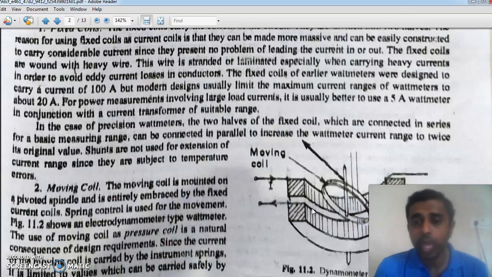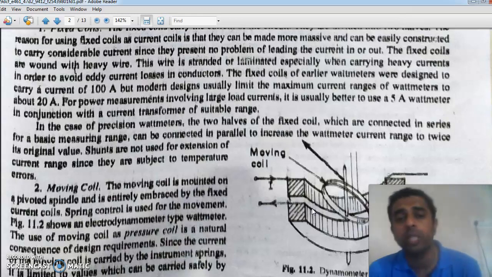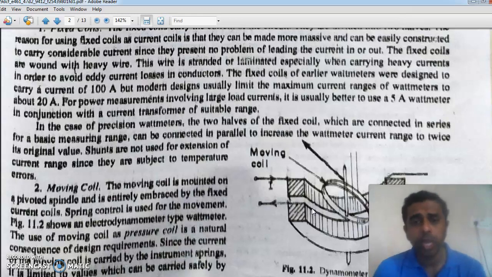That gives the luxury to carry more current. One more advantage is that as the current coils are stationary, there is no need for other provisions to bring current in and take current out. Because they are stationary, you can easily supply current and take it out from a fixed circuit. That is why fixed coils, or current coils, are always stationary. You can carry any amount of current, probably 100 amps, a huge current, that can be passed through the fixed coil.